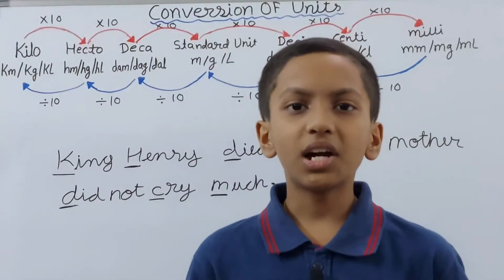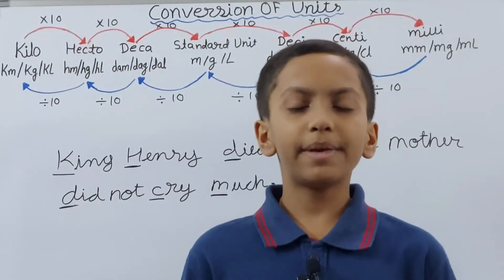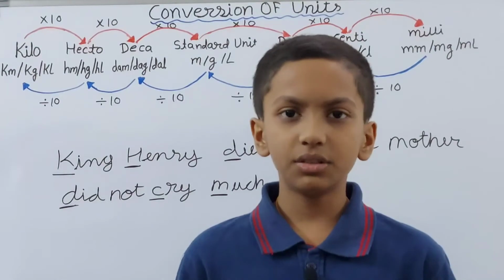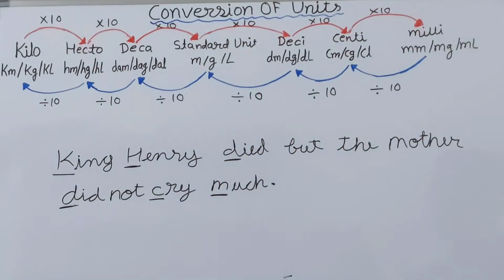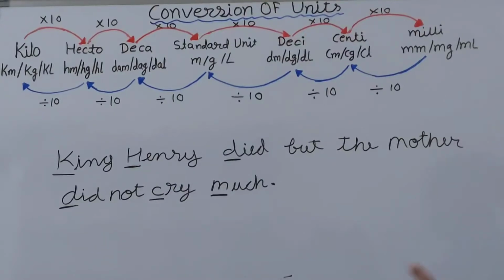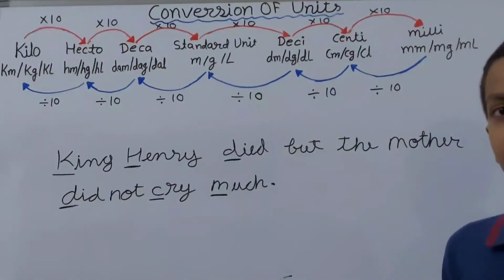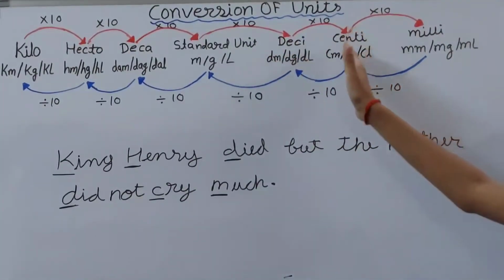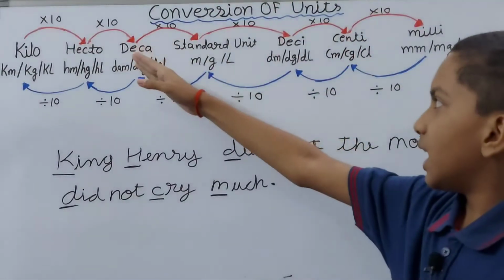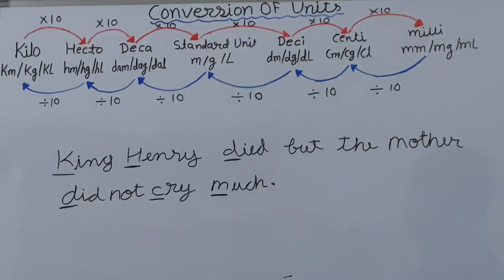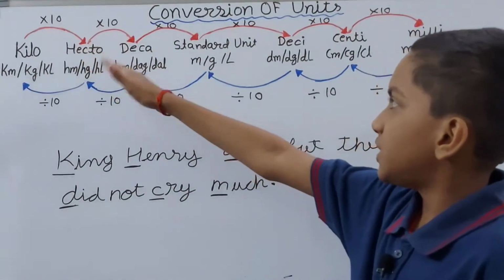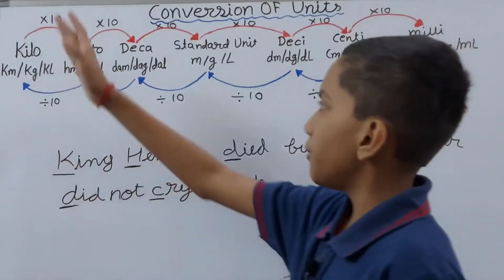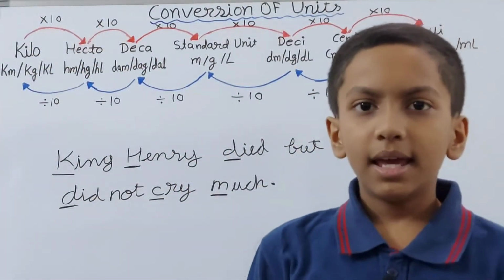Now friends, there are some important points that you need to keep in your mind while you are converting these units. The first point is that any unit is 10 times bigger than the next smaller one. Let's see with an example. This centi is 10 times bigger than milli, okay? And this deci is 10 times bigger than centi. This deca is 10 times bigger than our standard units. And this hecto is 10 times bigger than deca. And in the same way kilo is 10 times bigger than hecto.